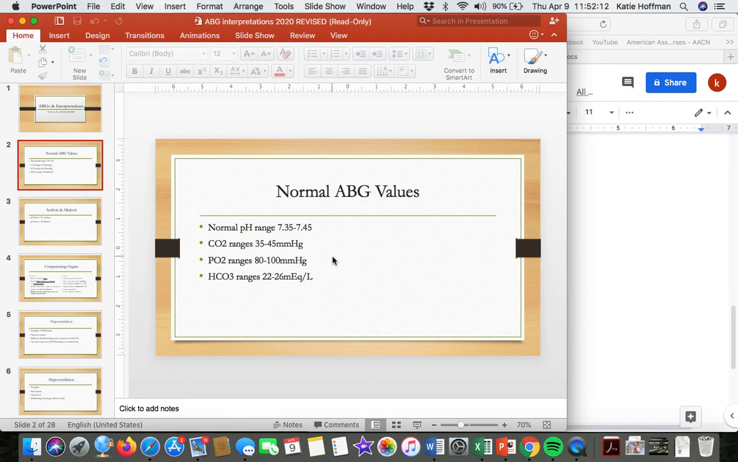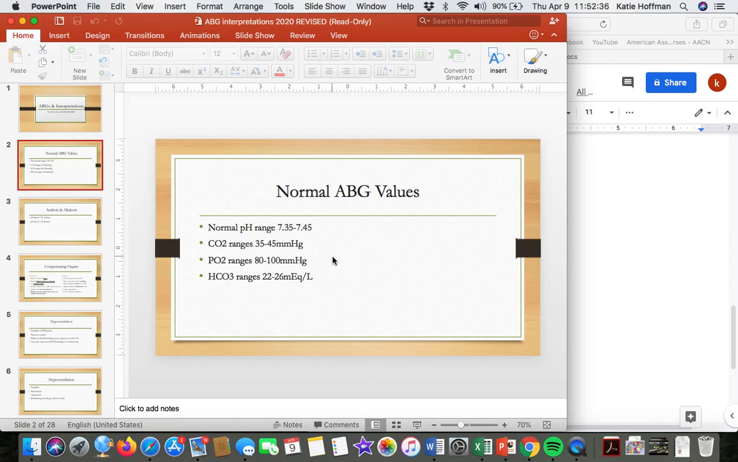After you determine which is your cause, the next thing I do is look at the opposite value. Meaning if we have a CO2 that's very elevated in an acidotic patient, I'll say, okay, my patient is acidotic, my CO2 is very high, they're in a respiratory acidosis. I will then look at the bicarb to see if it is outside of the normal range to determine whether or not the patient is compensating.